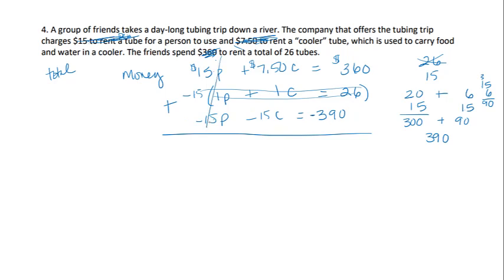So 15 plus -15 cancels. 7.50 take away 15 is negative 7.50. And again, that just goes with your prior knowledge. 360 and 390, well, one's positive, one's negative, so we're going to subtract them. 390 take away 360 is 30. But because this here is a negative and it's bigger, it becomes a negative.